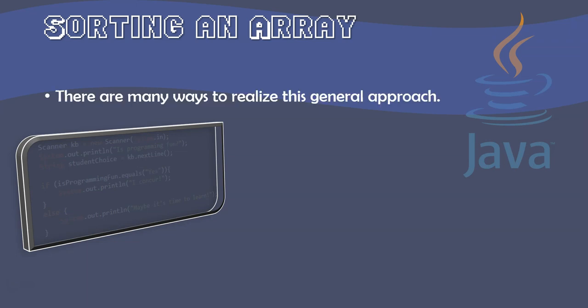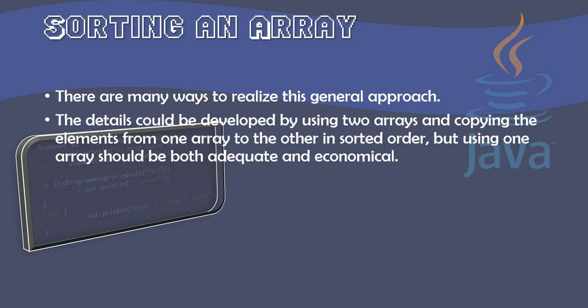Now there are many different ways to realize this general approach, and there are many different types of algorithms that we could implement, some of which we are not going to talk about right now because they're beyond the scope of what we currently know with our programming skills. The details could be developed by using 2 arrays and copying the elements from one array to the other in sorted order, but really, we should only need 1 array, which should be both adequate and pretty economical.